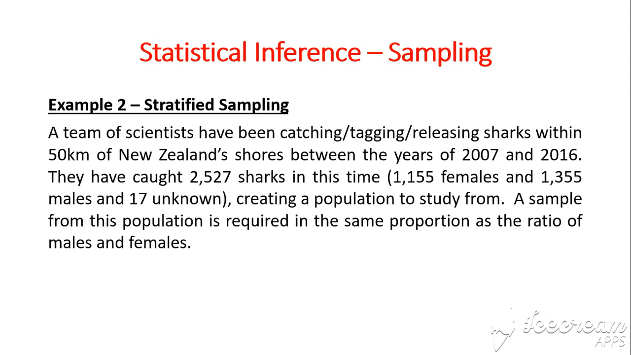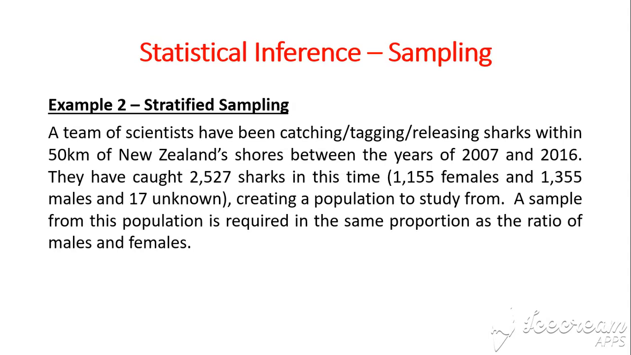Right, so here's the example. Example 2, stratified sampling. A team of scientists have been catching, tagging, releasing sharks within 50 kilometres of New Zealand shores between the years of 2007 and 2016. They have caught 2,527 sharks in this time. 1,155 females, 1,355 males. 17 of them are either unknown or undetermined sex. This creates a population that we're going to use to study.